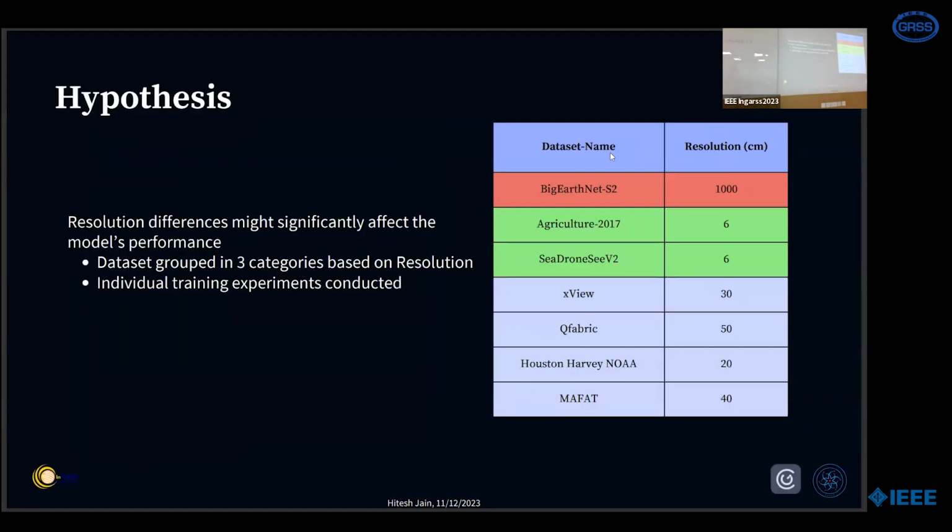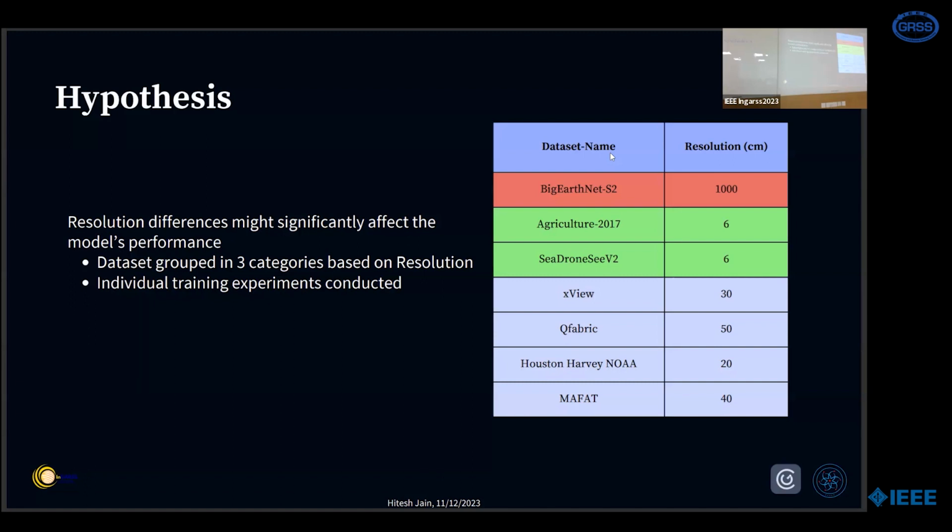Our hypothesis, because of the poor performance, was that resolution might significantly affect the model's performance. To see whether our hypothesis was right or not, we grouped the dataset into 3 different categories based on resolution.